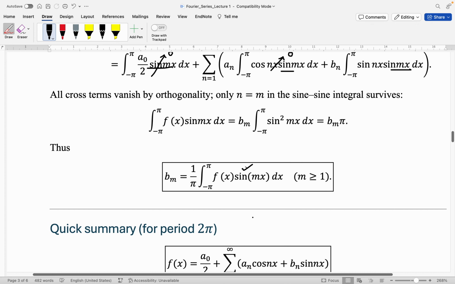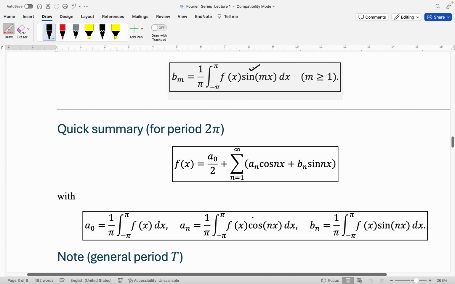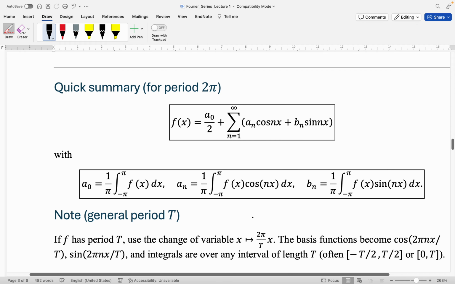So is it clear, Kushit, the coefficients? Yes, yes, sir. Okay.